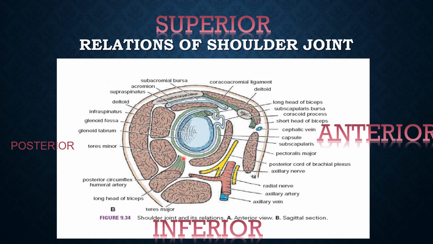Coming to the inferior relations, we have the vessels of... sorry, the posterior circumflex humeral artery. Then we have the axillary vein, the axillary artery, axillary vessels basically. Then we have the radial nerve, right? Then we have teres major, right? So these are basically the relations of the shoulder joint. Please do practice it, as you have to make a diagram with a particular joint. You can make this diagram most preferably, as it will show all the relations.